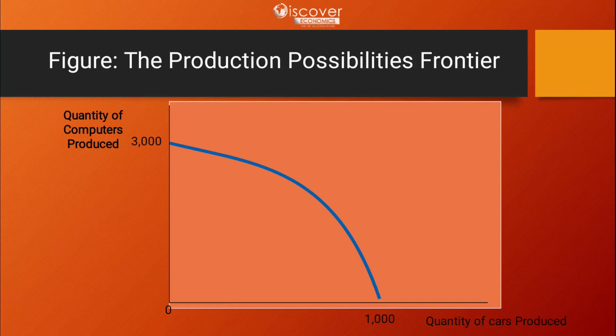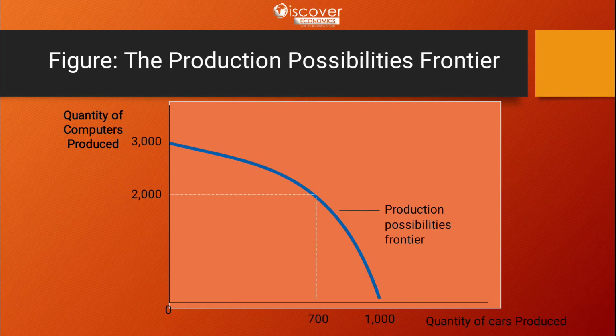So with the help of existing resources, if we use all the existing resources on production of cars, we can produce a maximum of 1000 units. And if we utilize all the resources in production of computers, the maximum that we can produce would be 3000 computers. This line is going to be concave to the origin. Concave to the origin means as we use more and more resources, the opportunity cost should be increasing. This is why it is concave to the origin.